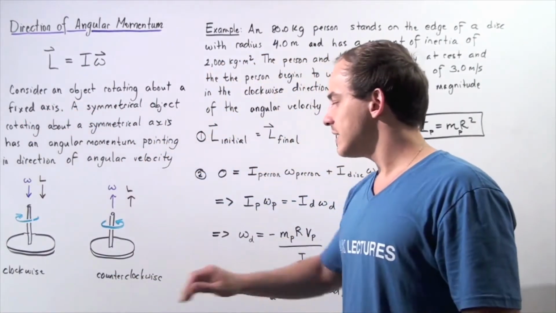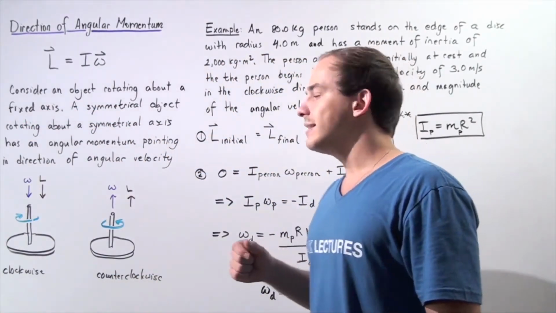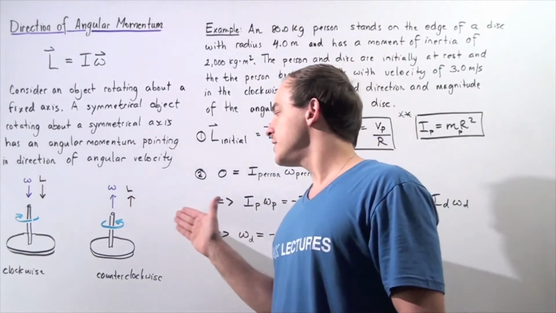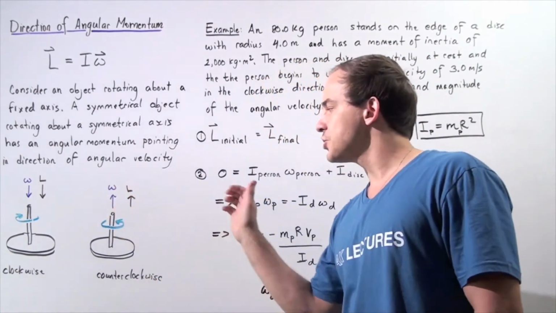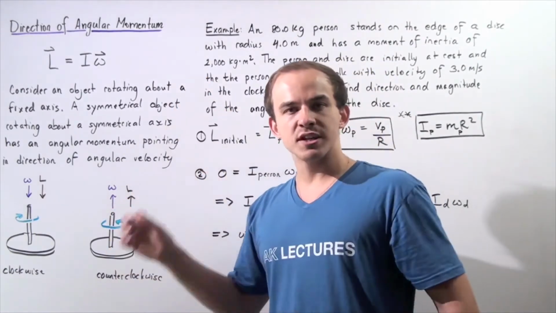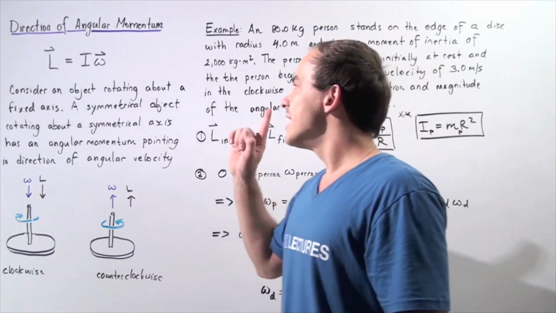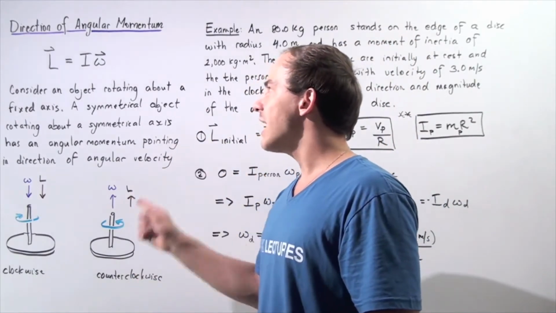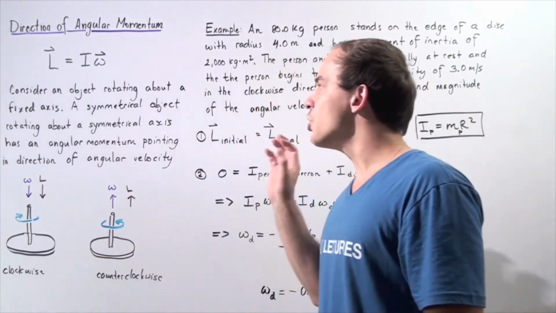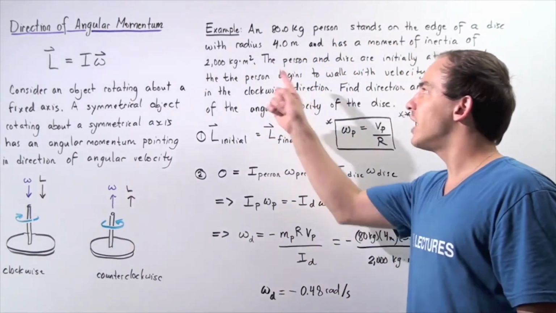On the other hand, if the object is rotating in the counterclockwise direction, we wrap our fingers around the axis of rotation in this way. We extend the thumb and the thumb points upward. So for case number 2, the directions of angular velocity and angular momentum point upward. Now, knowing this, let's look at the following example.